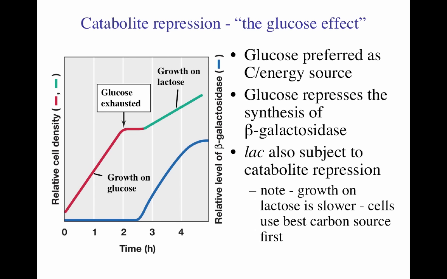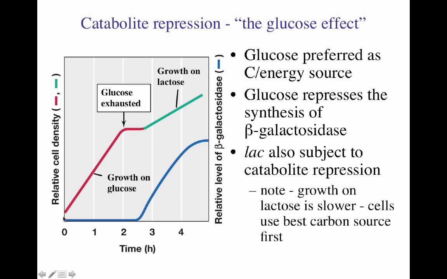So what we can see in this graph are two different components. The relative cell density is in red and green, red showing the growth during the glucose phase and green showing the growth during the lactose phase. In blue, we also have the relative level of beta-galactosidase. So what you can observe from this graph is that in the presence of both glucose and lactose, the initial growth curve that is happening exponentially is based on glucose.